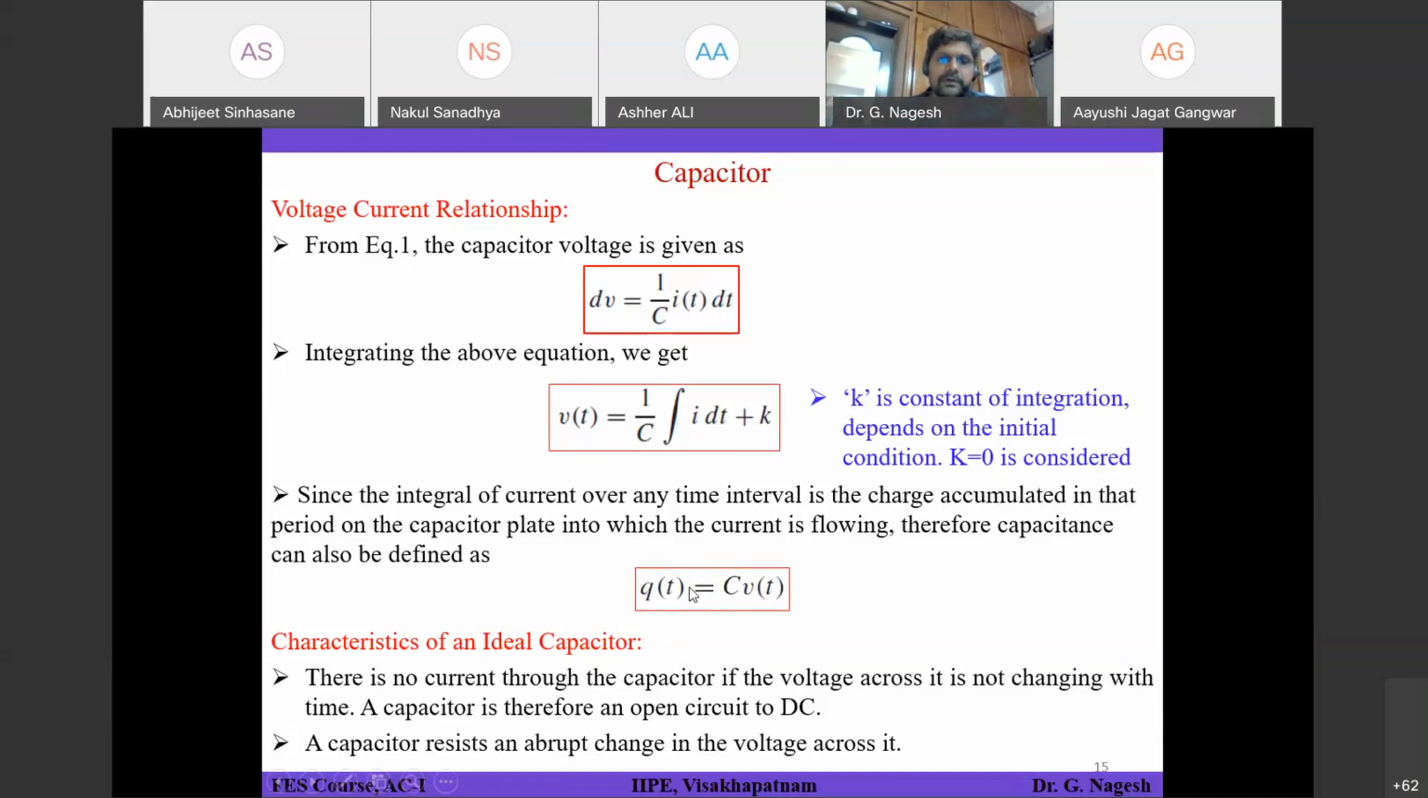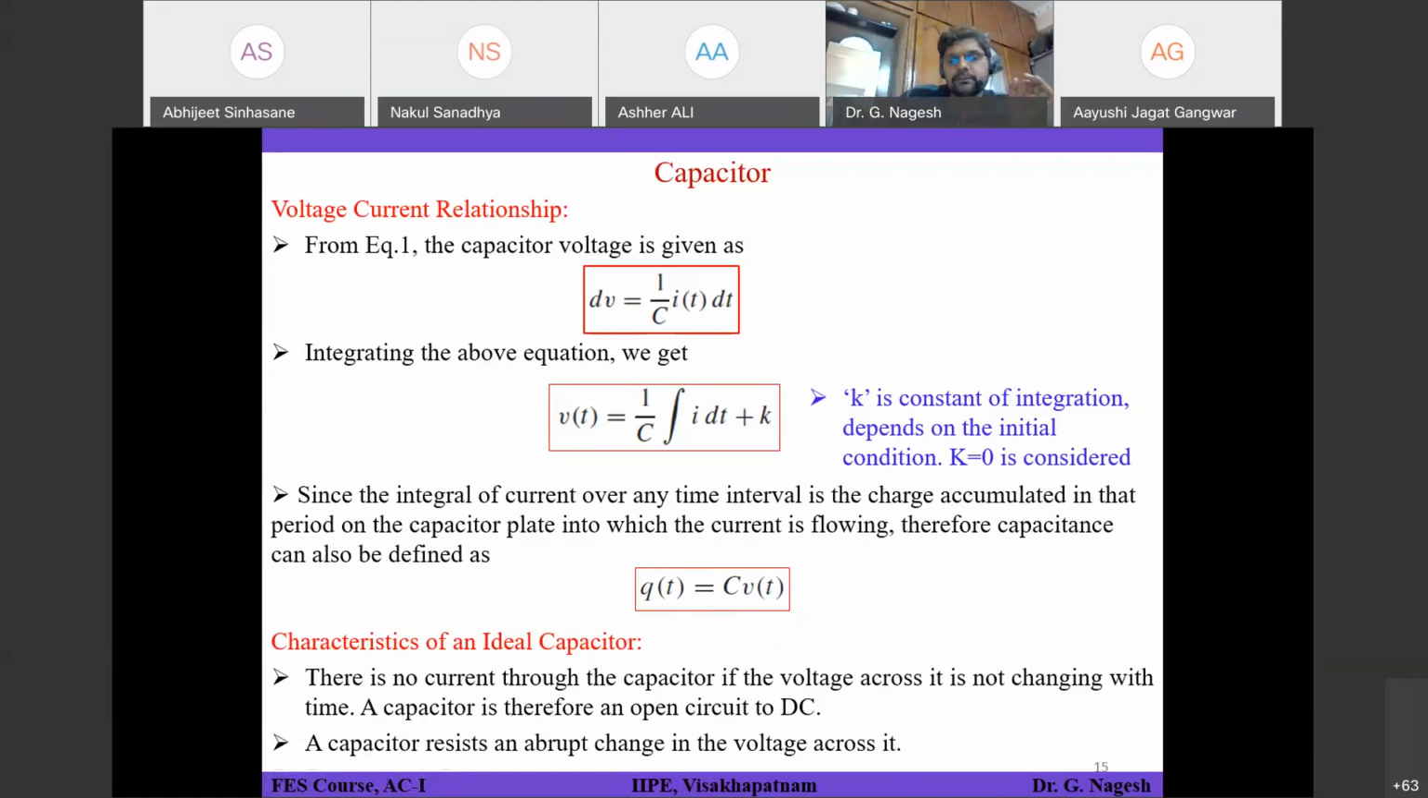You will have q of t1 minus q of t naught is equal to c into v of t1 minus v of t naught. So that means when initial charge is there, some voltage will also be there. Sir, I am being confused: will this charge add to the next charge, or is it just given as some addition?